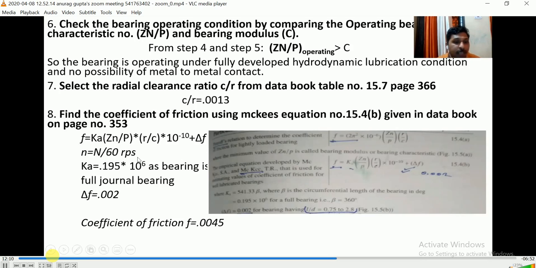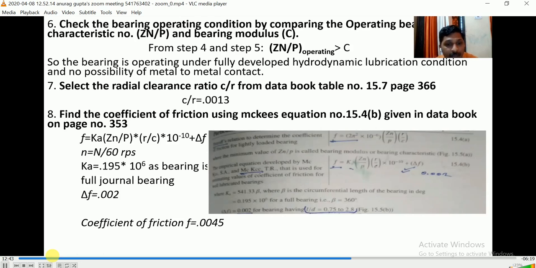By putting in all the variables, the K for a full journal bearing applies, because in a centrifugal pump we always use the full journal bearing, that is a 360-degree bearing. The K given in the data book is 0.195 into 10 to the power 6 for the full journal bearing, that is beta equal to 360, and delta f is equal to 0.002. If you put all these values in the coefficient of friction formula, you will get the coefficient of friction equal to 0.0045.